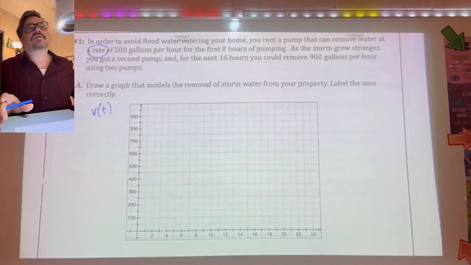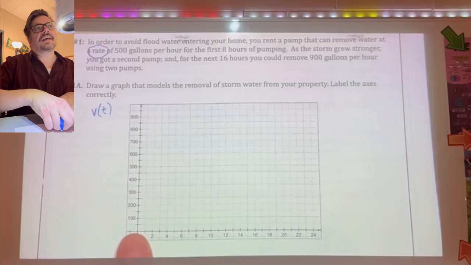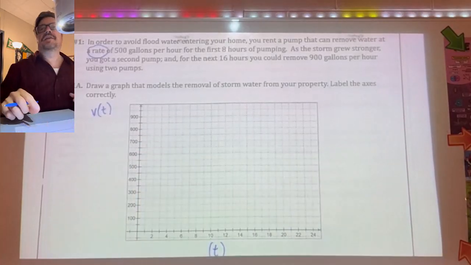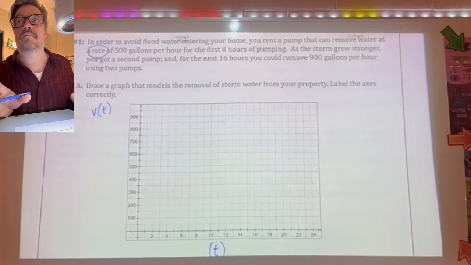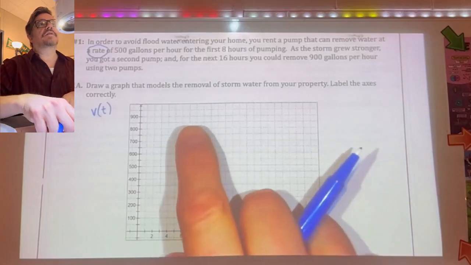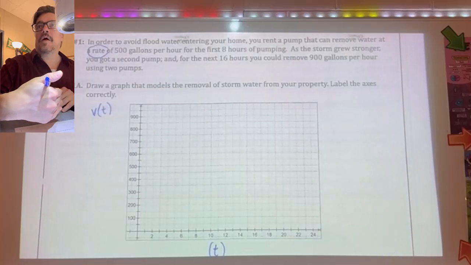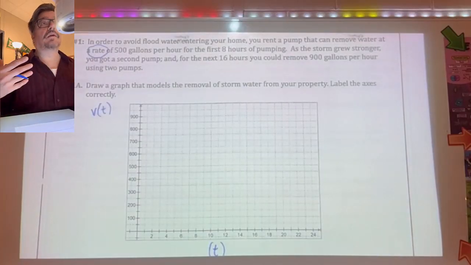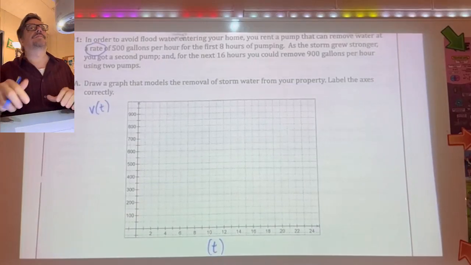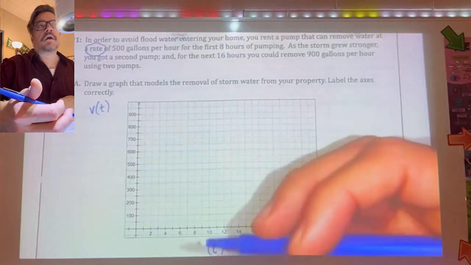Integration works when you have a graph of V of t, and this is t, time. So this would be the first derivative. But here's what's interesting. What if we wanted to know how much water was actually withdrawn from the basement? Let's assume it's a basement. So what we can do then is go backwards.